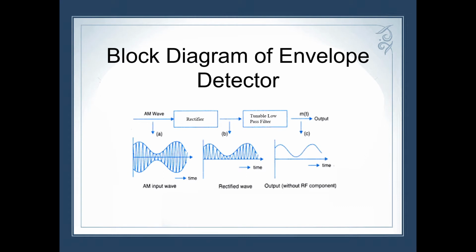Now I will explain the block diagram of envelope detection. In this block diagram there are two blocks of the envelope detector. The first one is the rectifier block and the second one is the tunable low pass filter.